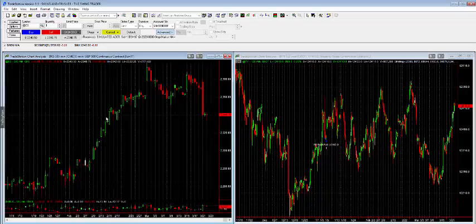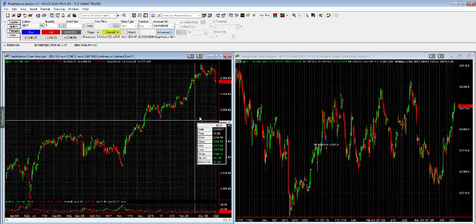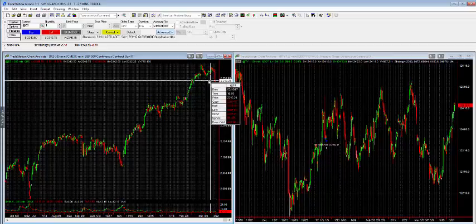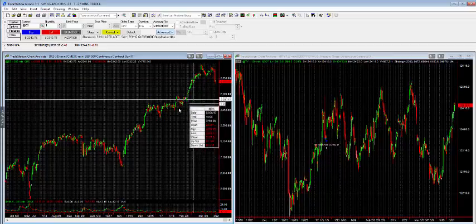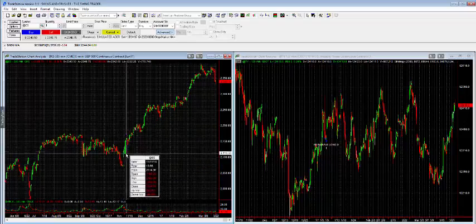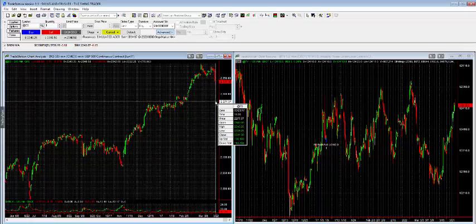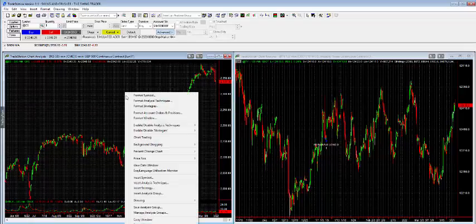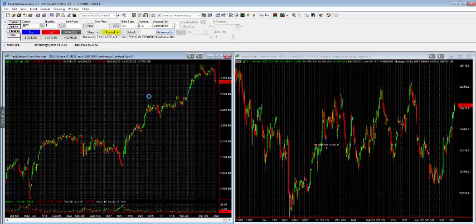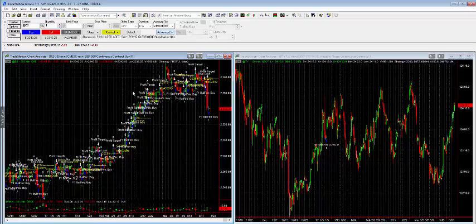If I zoom out, you'll see what I mean. Recently we've been in this Trump rally, although the last few days the market has been selling off some. Just to give you an idea of what we're looking at here, this is the S&P 500 starting in November all the way through March of 2017. When you code a TradeStation algorithm, it allows you to apply it to the chart, and that's when all these trades populate.